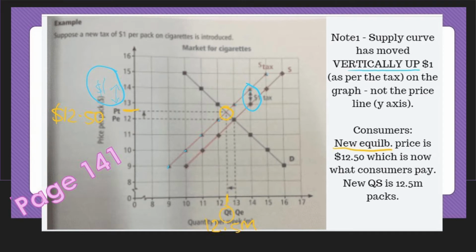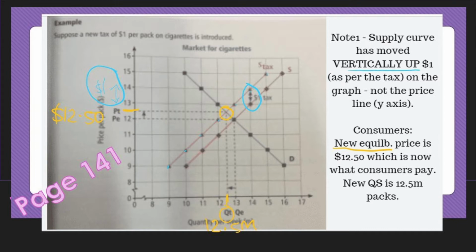So this is an example from your books. You might like to turn to page 141 just to follow along. It might be a bit clearer than this image here. But essentially, a new tax of $1 has been put onto a packet of cigarettes. And so, number 1, I'm going to color code the parts of the question to make it easier for you. If we look at the blue lines right now, the supply curve has moved vertically up by the amount of $1, which is the amount of the tax.